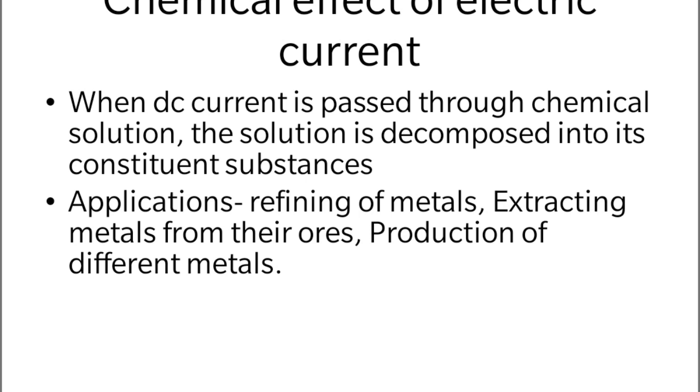This is also seen in the chemistry subject. When DC current is passed through a chemical solution, the solution is decomposed into its constituent substances. So, the applications are refining of metals. We can use it to refine various metals, for extracting metals from their ores, and production of different metals is possible by using the chemical effect of electric current.